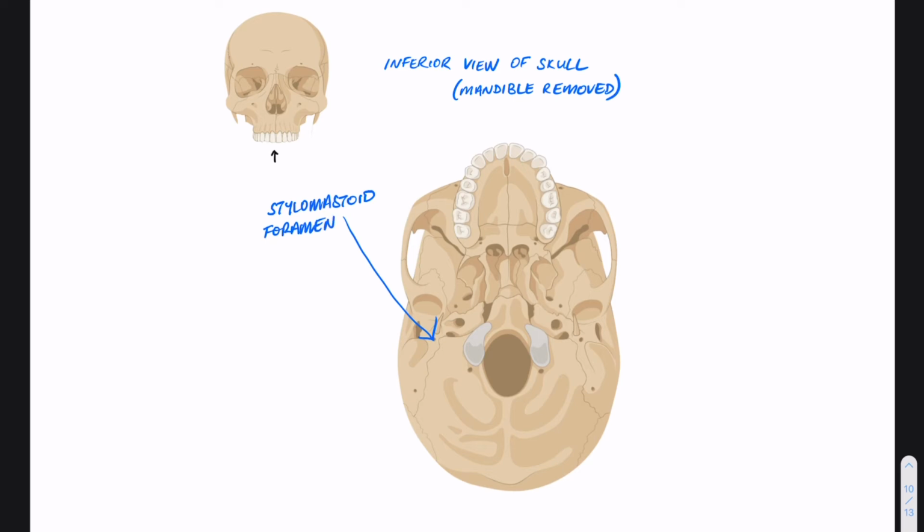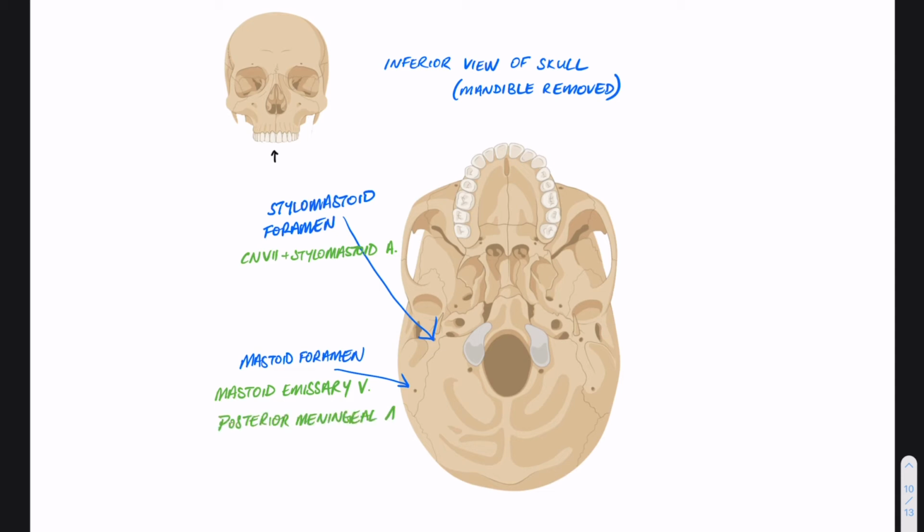It's just posterior to the styloid process on the mastoid portion of the temporal bone, and that is going to transmit cranial nerve 7, which is the facial nerve, and also the stylomastoid artery, which I think is great because that's easy to remember. And then we also have the mastoid foramen, so that's very much on the posterior portion of the temporal bone there. And the mastoid foramen allows passage of the mastoid emissary vein and also the posterior meningeal artery.